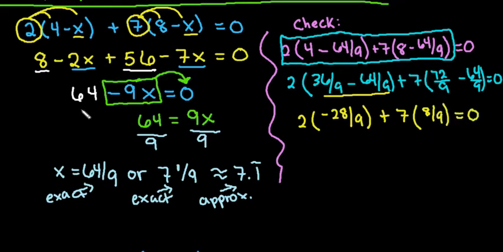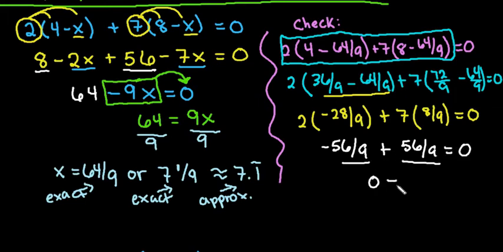Again, this one would have been a lot faster if you would have thrown it into a calculator, but it's also important to know how to do the math without the calculator. So 2 times negative 28 does give us negative 56 over 9. And 7 times 8 gives us positive 56 over 9. Since these are the same numbers, they cancel out, and we can see that 0 equals 0. So our answer was verified, and we know that it is correct.